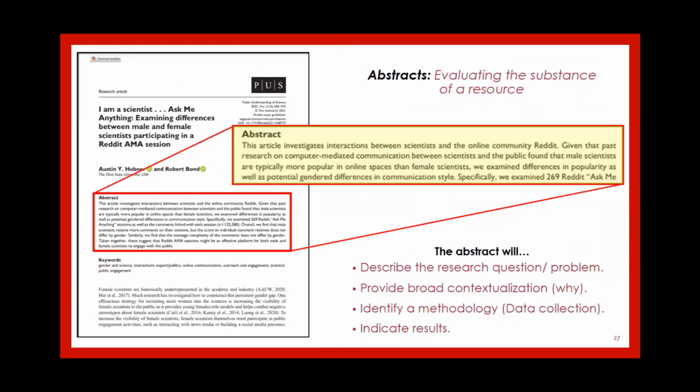Great. Now the abstract, and Phil had mentioned Scopus, and that's a great database, right? What I love about Scopus is it does forefront the abstract of an article, because let's be clear, you want to get into the substance of an article by looking at the abstract.